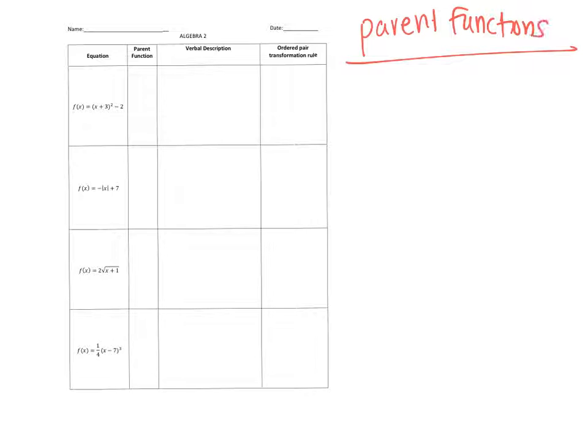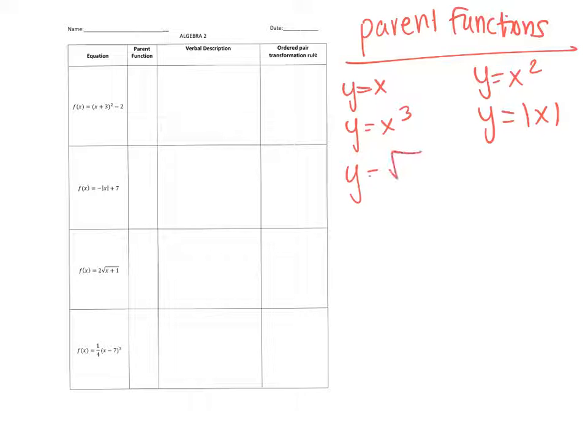And there are 6, okay? So we have y equals x squared, y equals x cubed, y equals the absolute value of x, y equals the square root of x, and y equals 1 over x, which is rational, okay? So in order from left to right, it's linear, quadratic, cubic, absolute value, square root function, and rational function. Okay, so those are the 6 that we have.